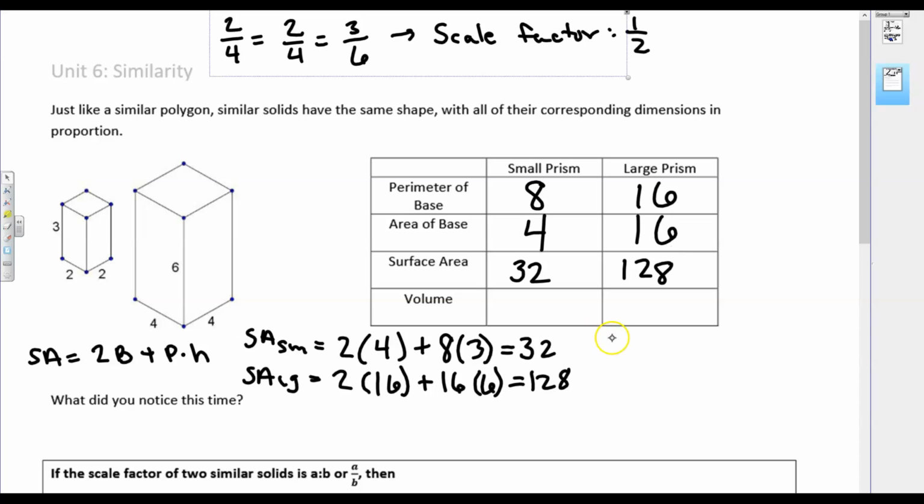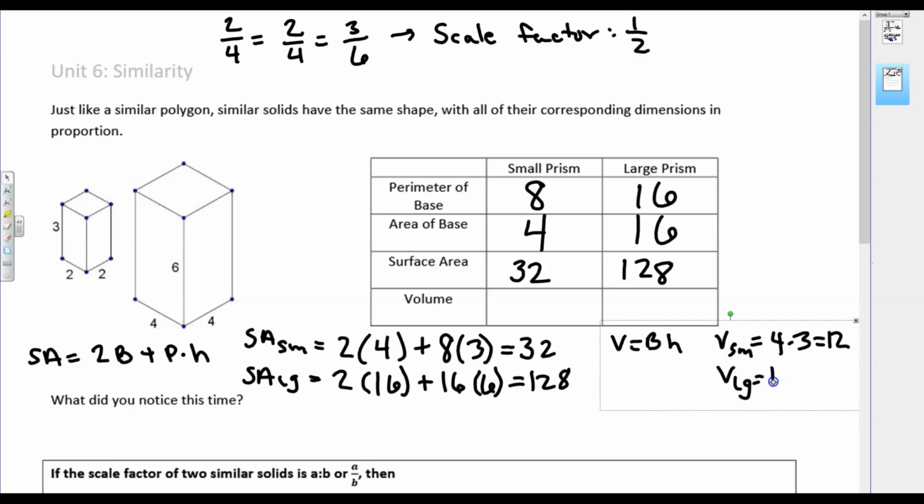Now let's talk about volume. Volume is area of the base times the height. So for the volume of my small prism, the area of the base is 4 times the height, which was 3, we get 12. Whereas for the volume of the large prism, the area of the base was 16, and the height was 6. When I work that out, I get 96. So we have 12 and 96.